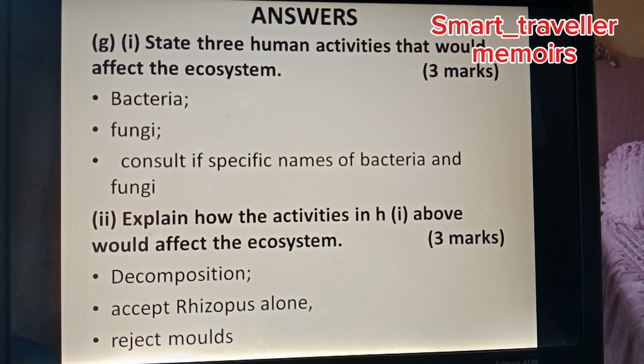Let's continue to G, because what we were doing there, we were expounding on F. So G, state 3 human activities that would affect the ecosystem: bacteria and fungi.